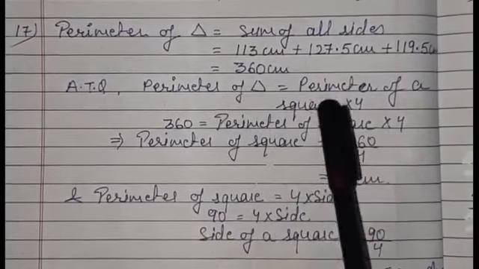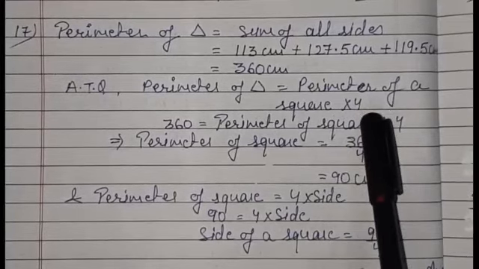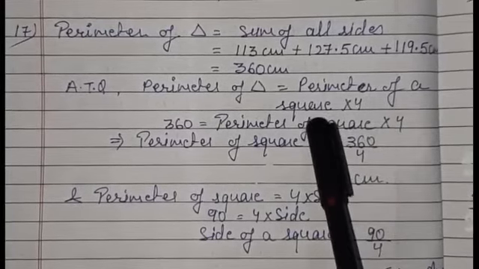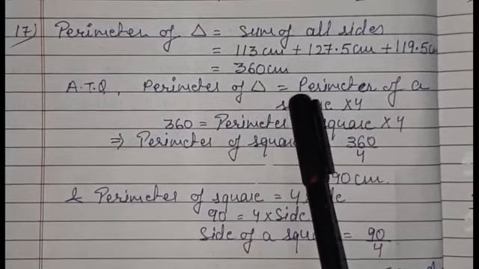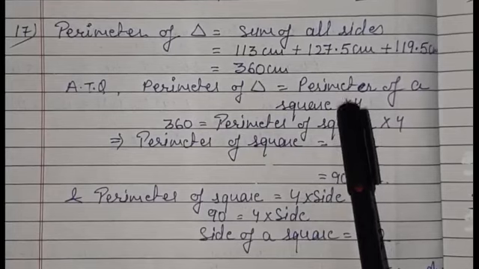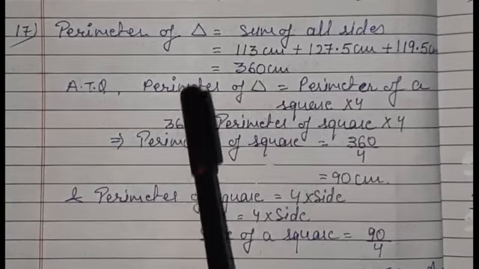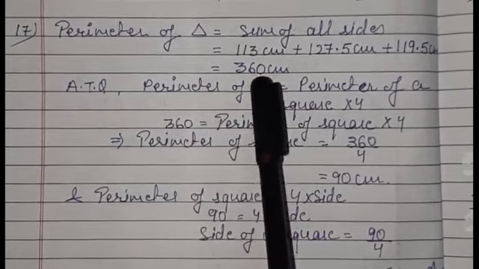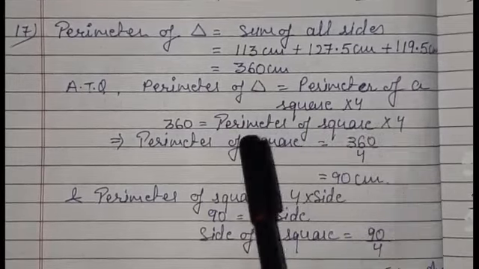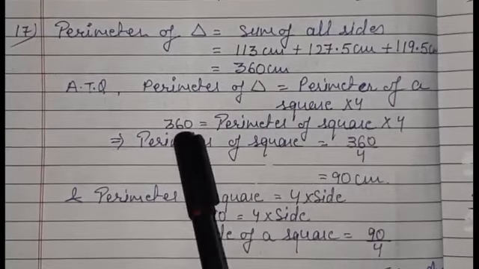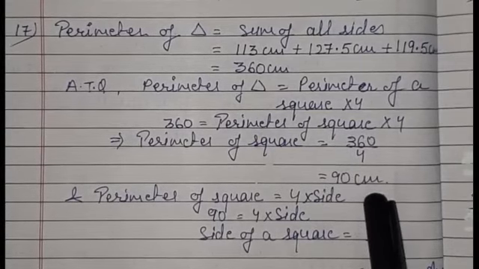But when we equate the equation, when we balance the equation, we have to multiply 4 with the perimeter of square. It is so already 4 times. So when we equate the equation, 4 should be multiplied with its perimeter of square. Right? Now put the values. Perimeter of triangle 360 is equal to perimeter of square into 4. So perimeter of square is equal to 360 by 4. When we calculate, it will come 90 centimeter.